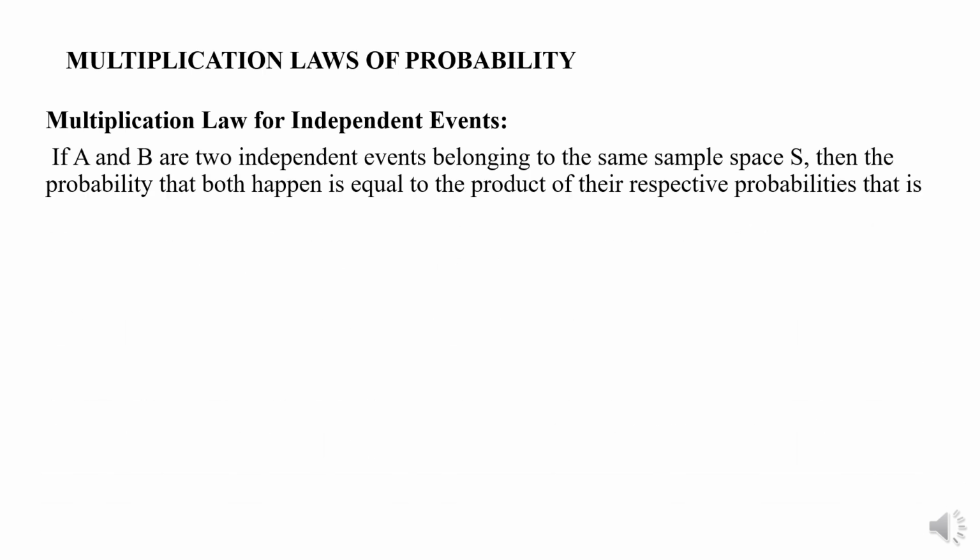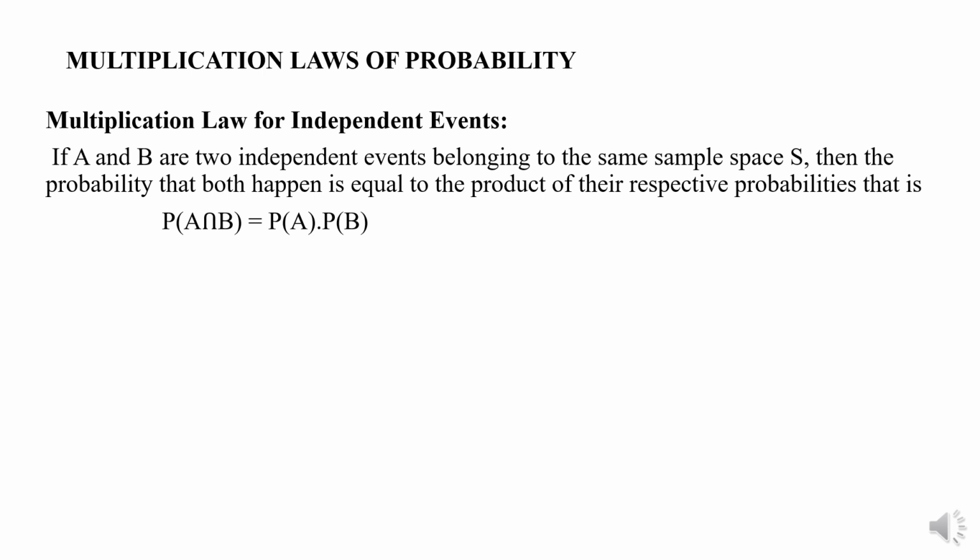If A and B are two independent events belonging to the same sample space S, then the probability that both happen is equal to the product of their respective probabilities. That is, probability of A intersection B equals P of A into P of B. Intersection means multiplication. So probability of A into probability of B.